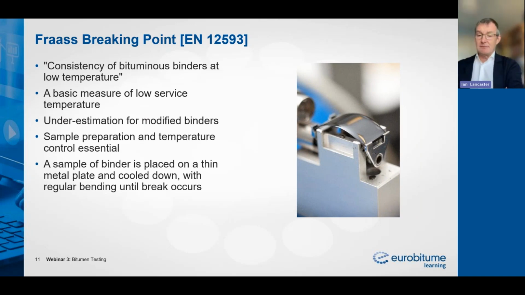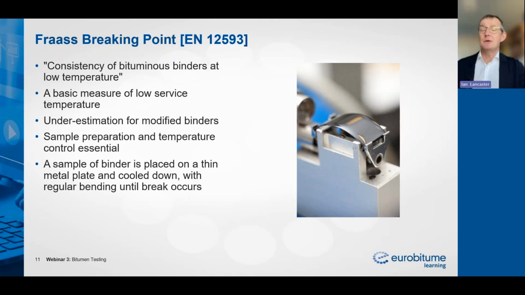So we've looked at intermediate, we've looked at elevated temperature. What about low temperatures? Well, again, as I said, when we're talking about softening point, if we heat bitumen up, it becomes less viscous. If we cool it down, it becomes more brittle, more glass-like. And there will come a temperature where it becomes genuinely brittle. And this is what we call consistency of binders at low temperature. And we measure that using the Fraass breaking point test.